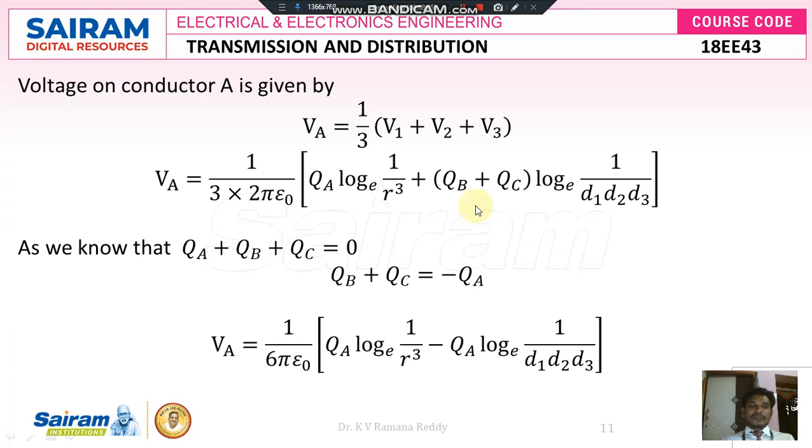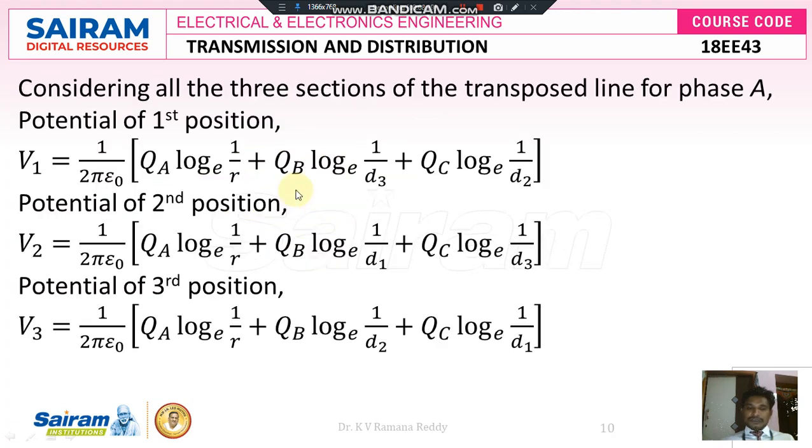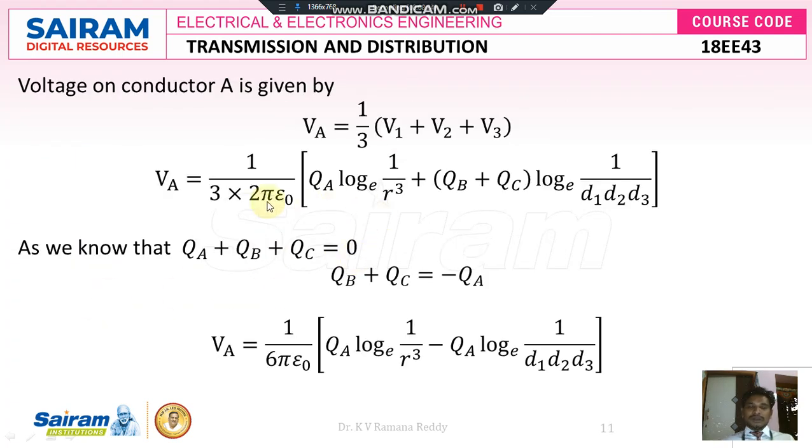Next, the voltage on conductor A is nothing but the average of the three potentials we have taken into account. Therefore VA is equal to 1 by 3 of V1 plus V2 plus V3. From these three terms, 1 by 2 pi epsilon naught is common, so I take it outside. Then QA ln of 1 by r cubed plus QB plus QC ln of 1 by d1 d2 d3. The simplified equation follows like this from these three potentials.